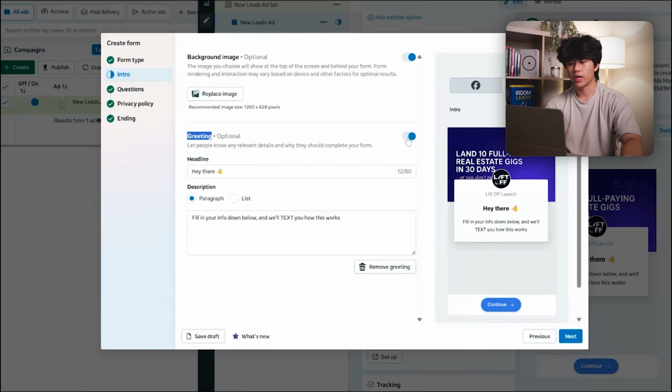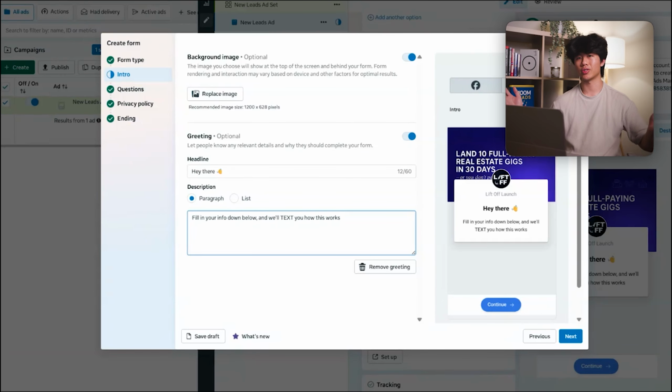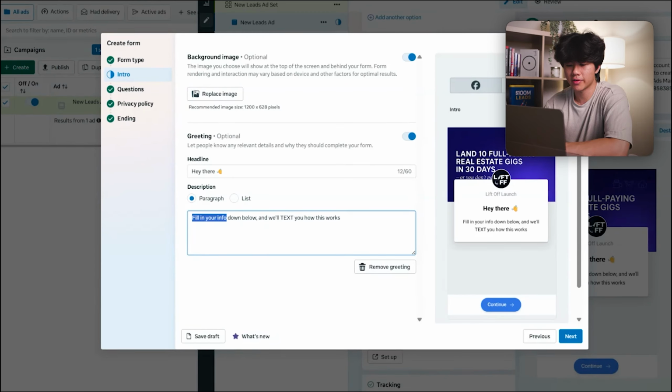Make sure you guys have a greeting, right? For the headline, just say, hey there. And then this is really important. People are antisocial as hell. You know, people don't like being called. So what we'll do is ask them to fill in their info down below and we'll text you how this works. We're not going to say we're going to call you, or we're just going to leave it off there, because they're going to be like, oh, I'm going to keep getting contacted and I'm going to be put on a list or something. We want to make sure that it says we'll text you how this works. So this is exactly what we use.